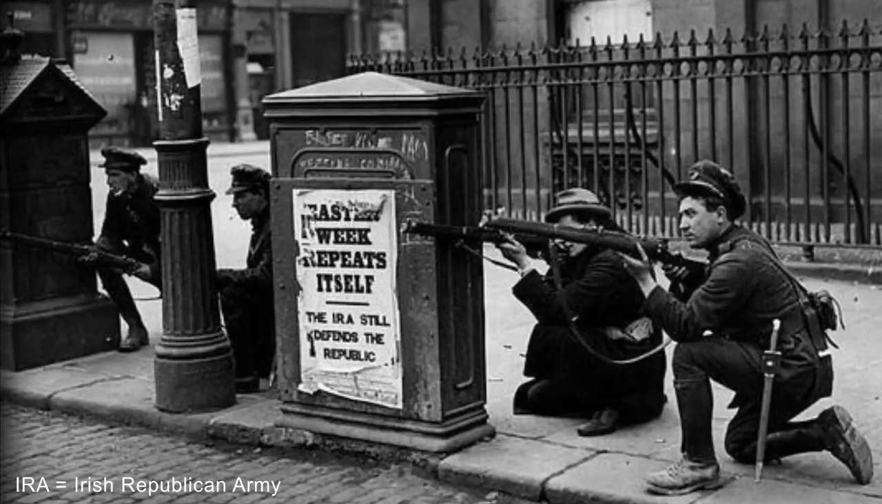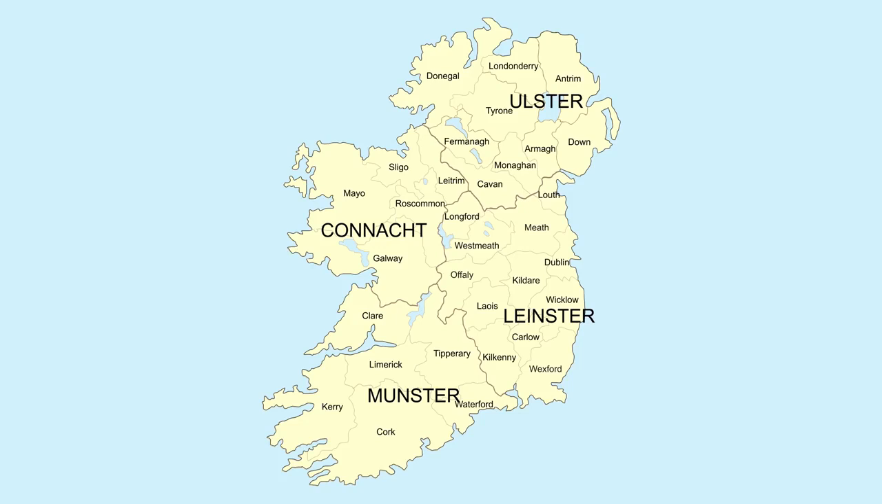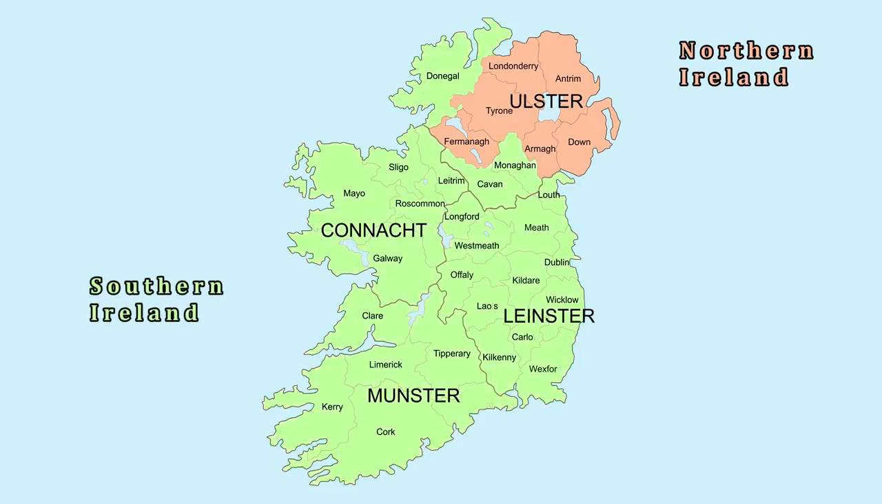In 1920, with the war still ongoing, a 4th Home Rule Bill was passed, superseding the 3rd Home Rule Bill that was passed but never implemented. This partitioned Ireland into Northern Ireland and Southern Ireland. Northern Ireland consisted of 6 of the 9 counties of Ulster. This was despite 2 of them having a Catholic majority. The rest of the island became Southern Ireland.